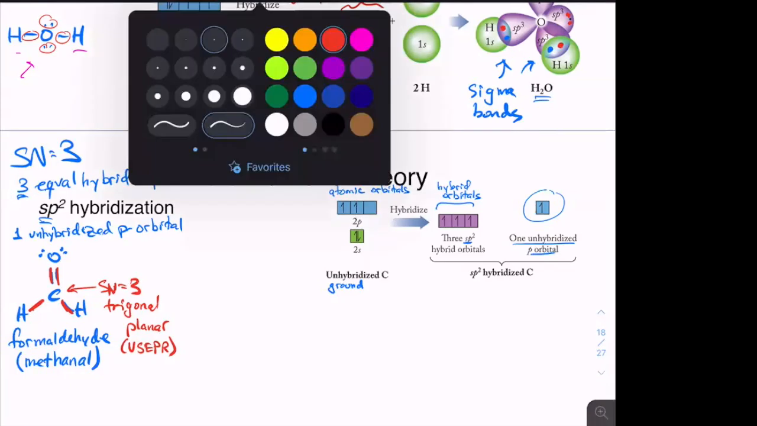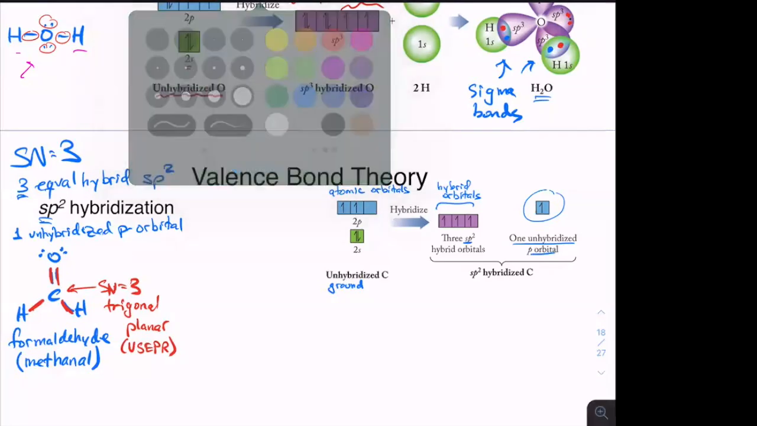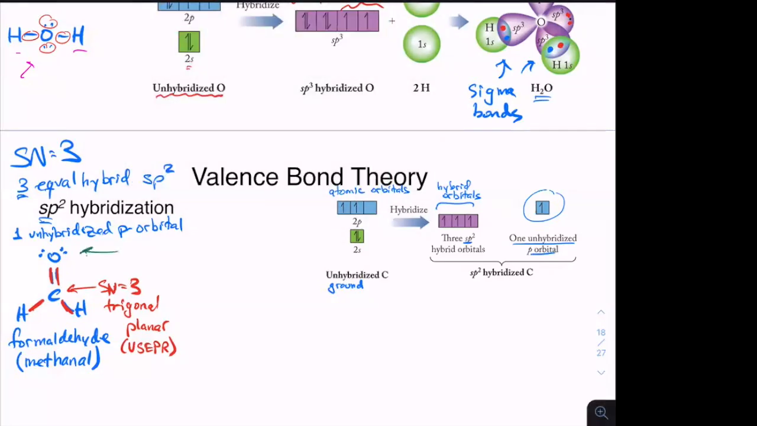Since we're on this subject, take a look at the oxygen. What's the steric number on that oxygen? 3. It's also 3. Very good. You've got 1 lone pair, 2 lone pairs, and you've got the double bond. So we have an SN of 3 on both of these. So the SN of 3, what's trigonal planar? What's trigonal planar are going to be these 3 equal energy sp2 hybrid orbitals.